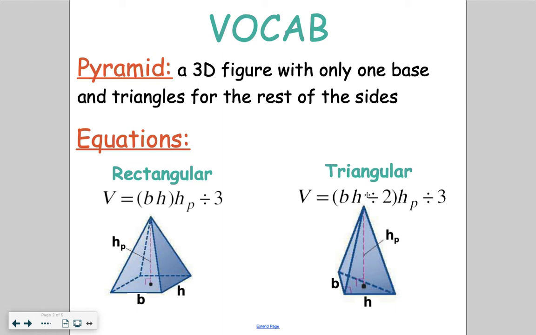For the triangular pyramid, we've got volume is equal to base times height divided by 2, times the height of the pyramid, divided by 3. We have again the area of the base, so the area of this bottom triangle, base times height divided by 2, times the height of that whole pyramid, and then divided by 3.